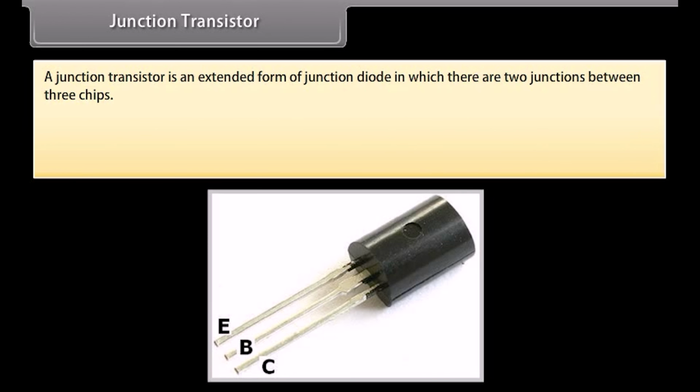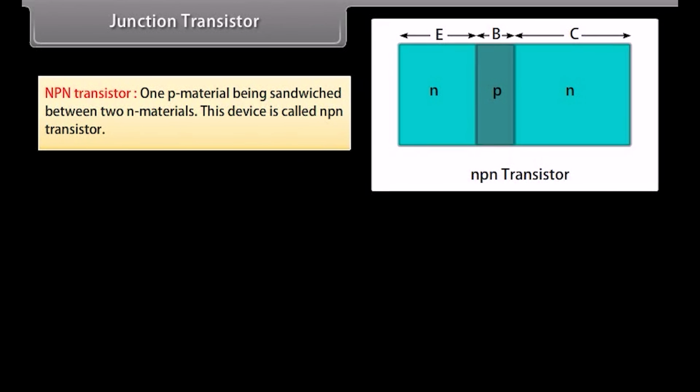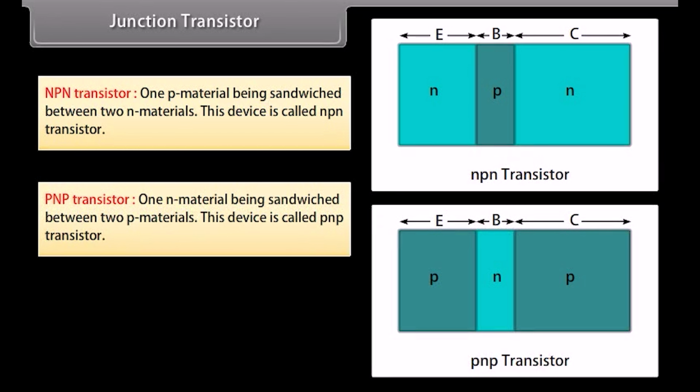Junction transistor. A junction transistor is an extended form of junction diode in which there are two junctions between three chips. The two kinds of transistors are the NPN transistor and the PNP transistor. In the NPN transistor, one P material is sandwiched between two N materials. This device is called an NPN transistor. In the PNP transistor, one N material is sandwiched between two P materials. This device is called a PNP transistor.